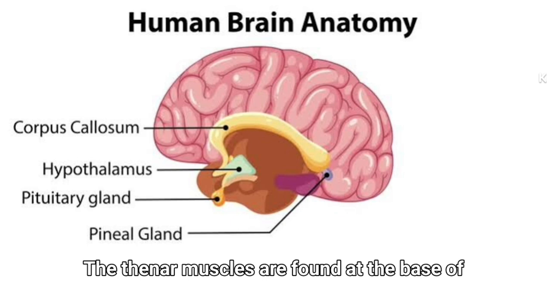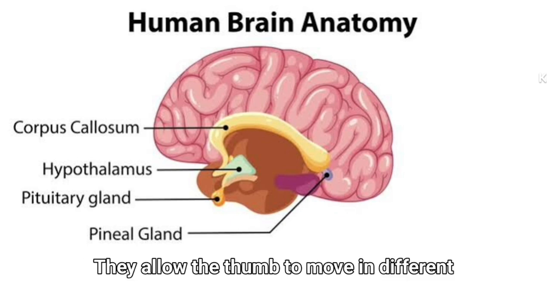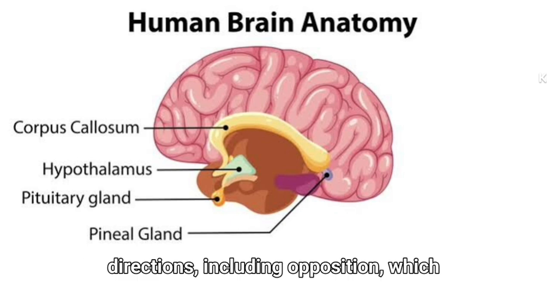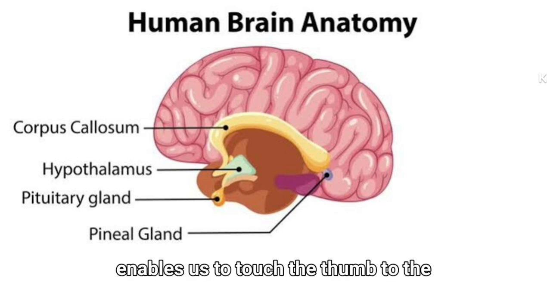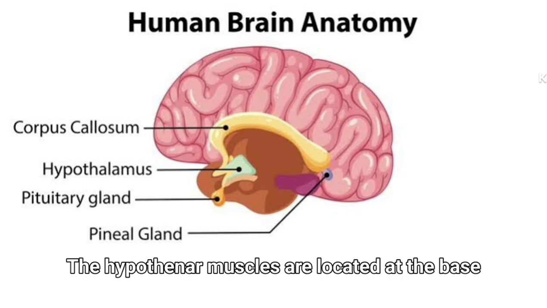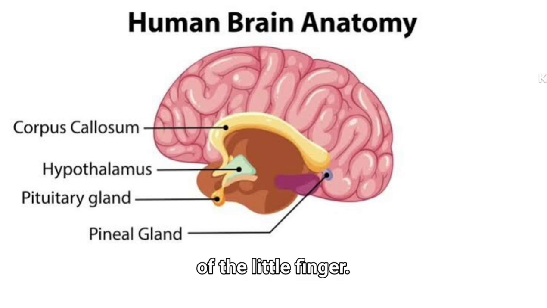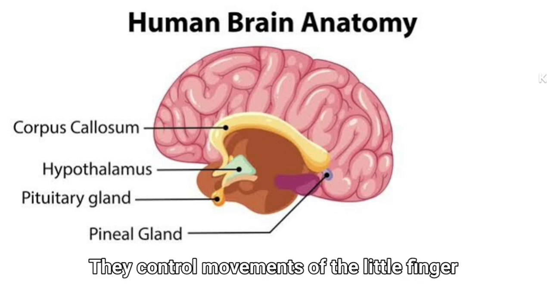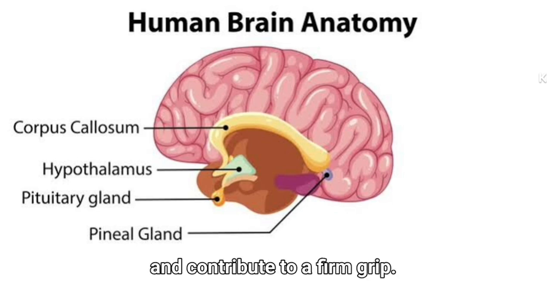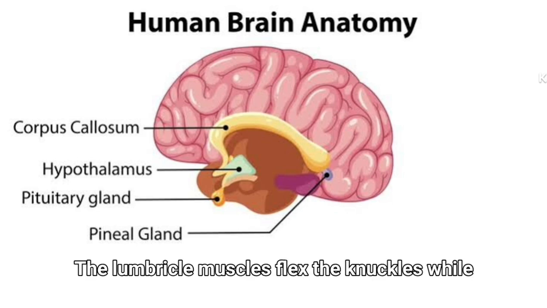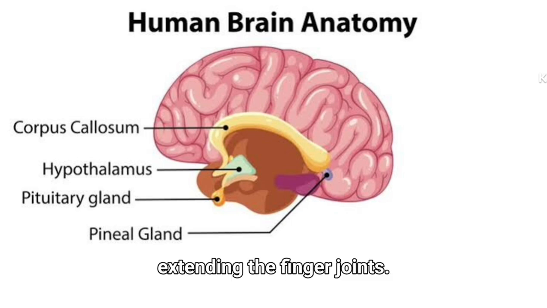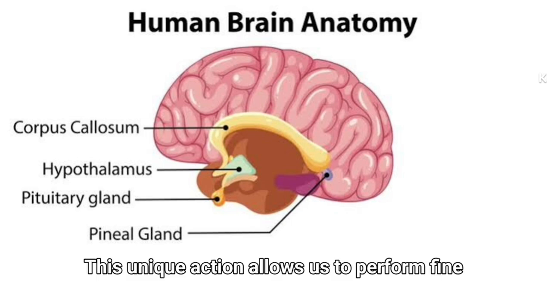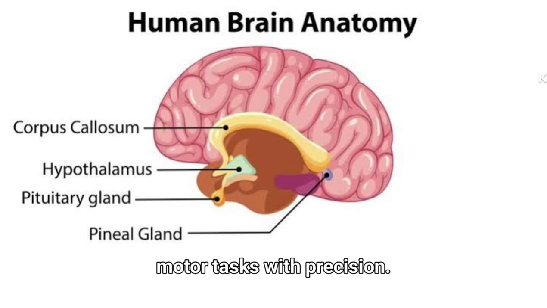The thenar muscles are found at the base of the thumb. They allow the thumb to move in different directions, including opposition, which enables us to touch the thumb to the fingertips. The hypothenar muscles are located at the base of the little finger. They control movements of the little finger and contribute to a firm grip. The lumbrical muscles flex the knuckles while extending the finger joints. This unique action allows us to perform fine motor tasks with precision.